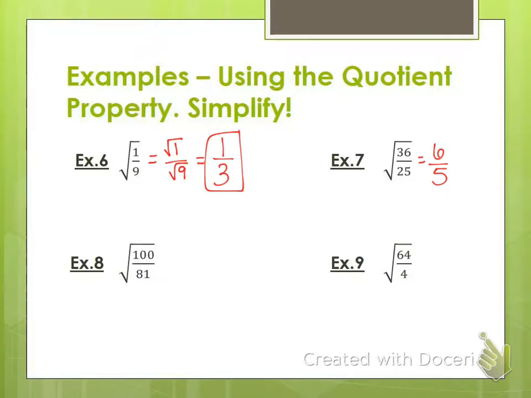Number 8. Seeing a lot of repeat hands. Akira? 10 over 9. I agree. Square root of 100. Square root of 81. And what about number 8, Kobe? 8 over what? 8 over 2, which simplifies to be a 4.